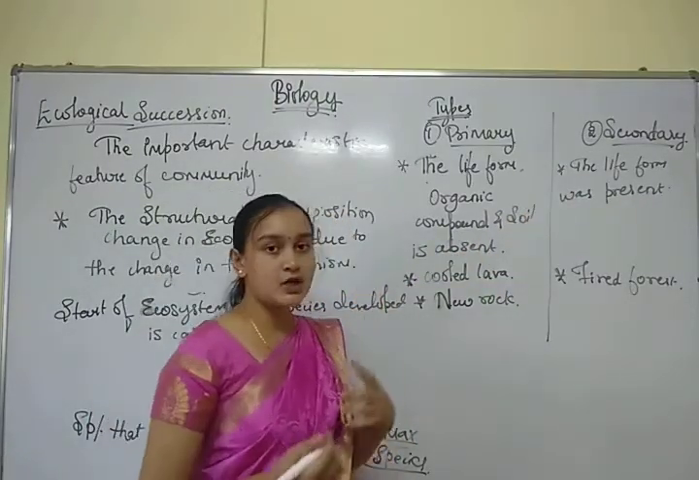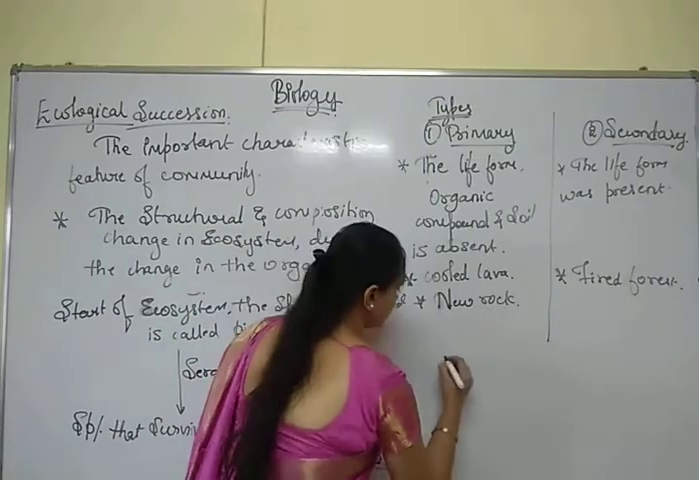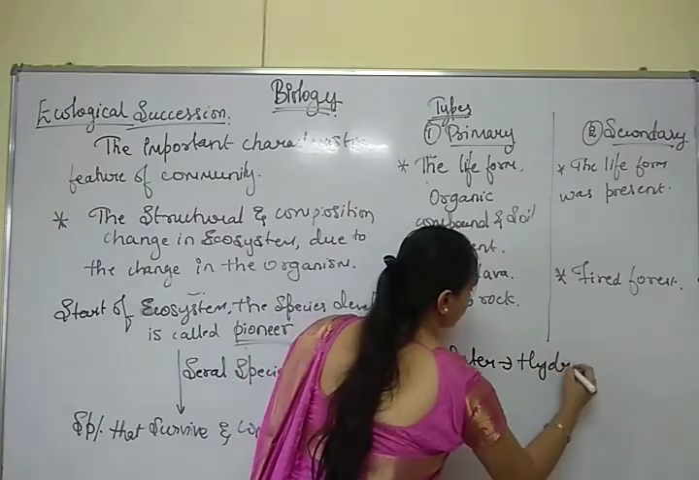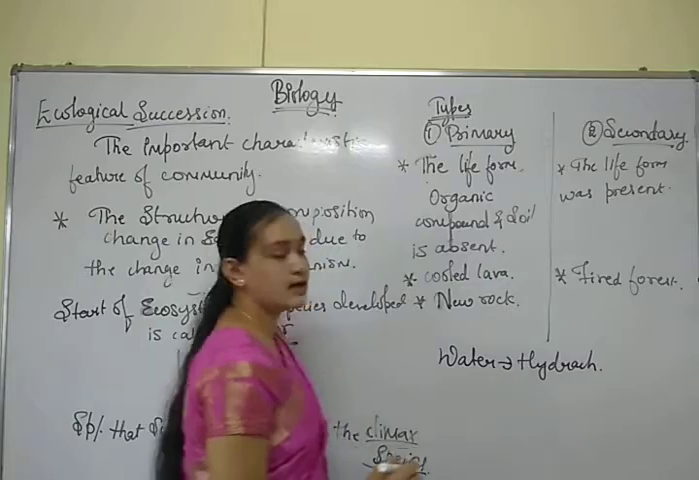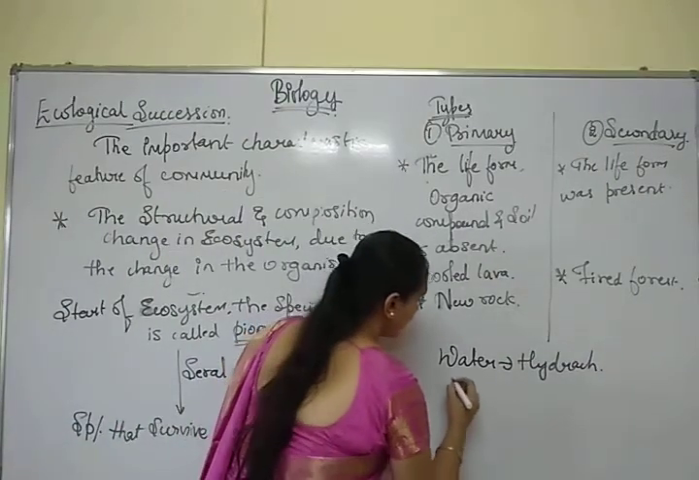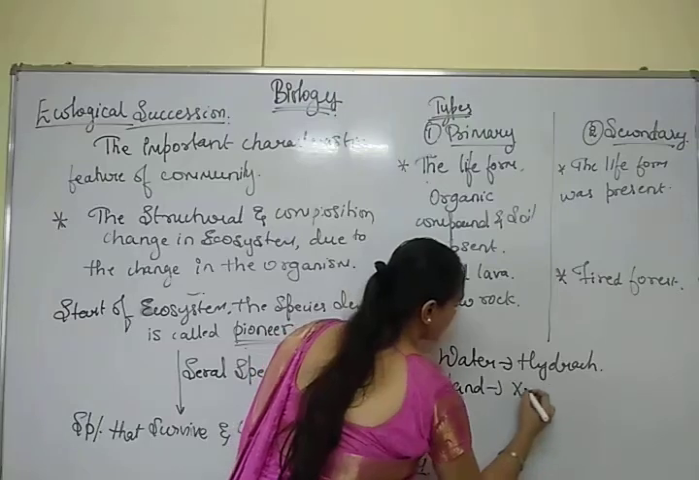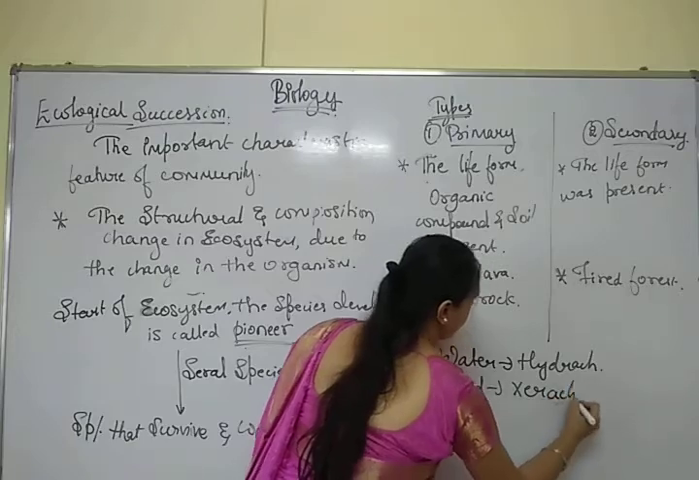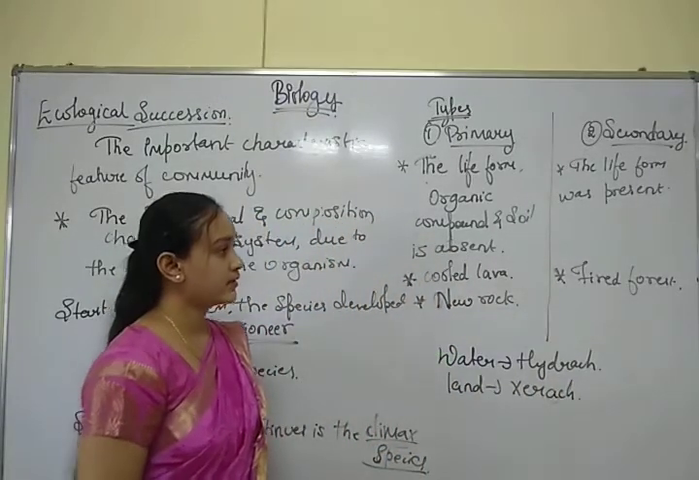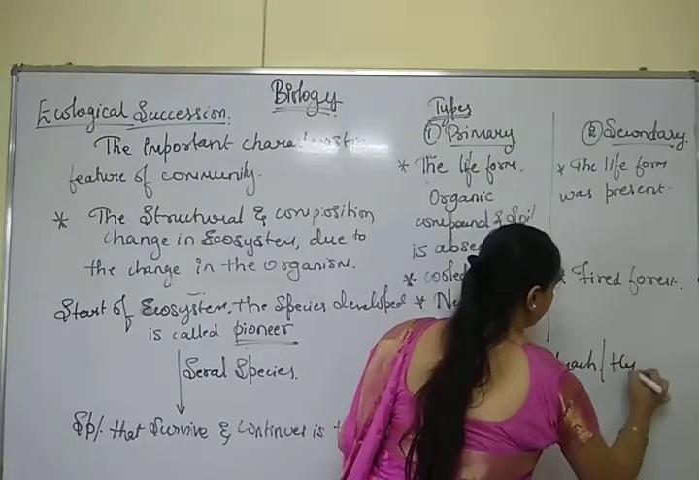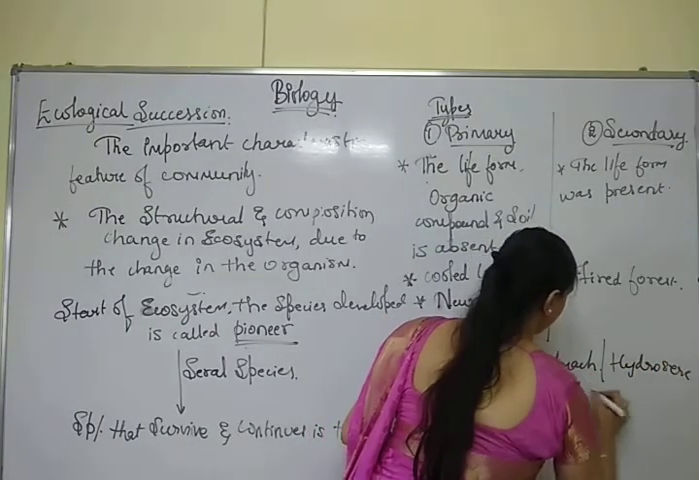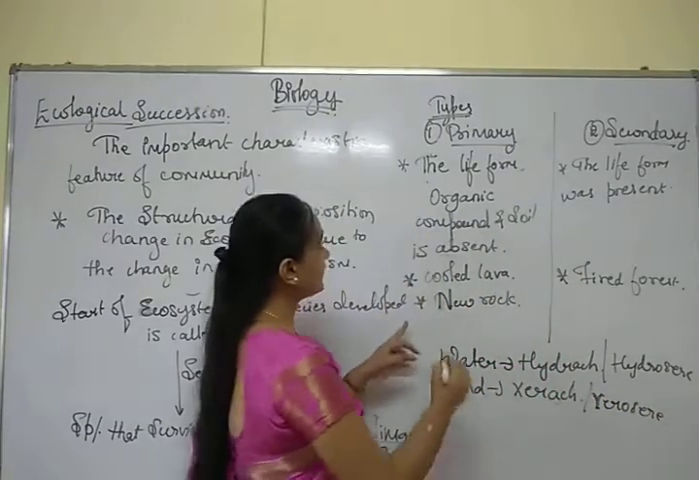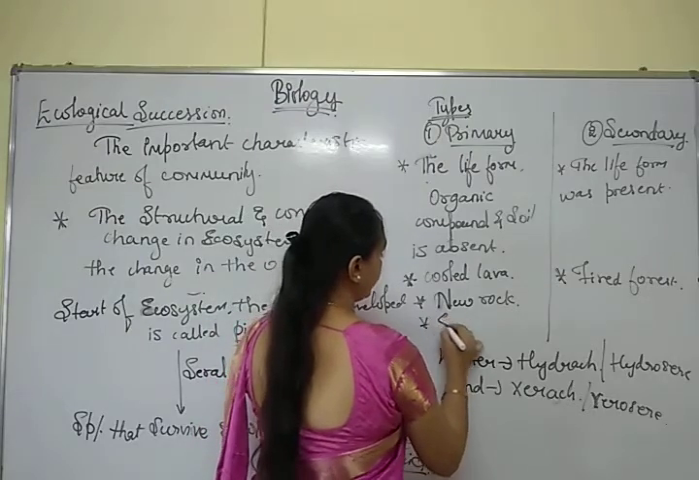So this ecological succession, if it takes place in water, it is called a hydrarch. If it takes place on land, it is called a xerarch, or it is also called hydrosere or xerosere. And in this differentiation, it is a very slow process.